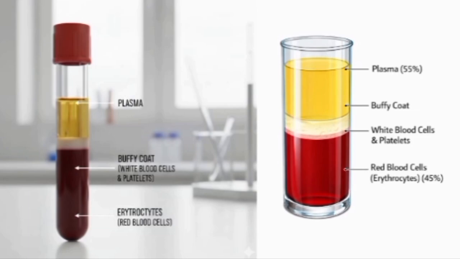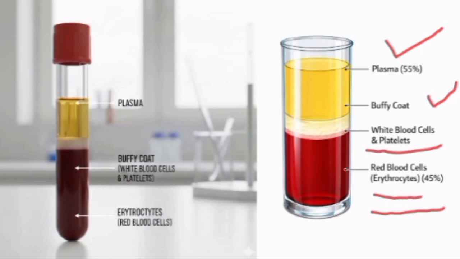Here you can see the components of blood. If we centrifuge the blood, the plasma will stay at the upside. It is light in density and it is the liquid part and it is 55% of the blood. And the next component will be the buffy coat. It contains white blood cells and platelets. And at the end will be red blood cells. They are 45% of the blood and they are heavy and have high density. So they will settle down. Red blood cells are also called erythrocytes.